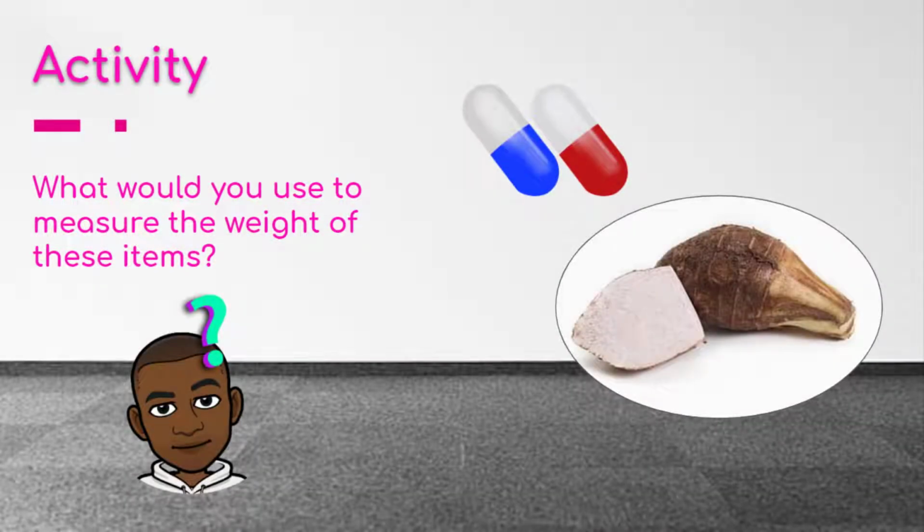Now, here's an activity for you. Look at these two items, a pill and some ground provisions that you would find being sold in the market. Which instrument would you use to weigh each? For the pill, you already know that this is a very small item. Therefore, a digital scale would be the best since it is very precise. For the ground provisions, it's something we would find in the market and probably weigh a few kilograms. Thus, a kitchen scale would be the best to use.